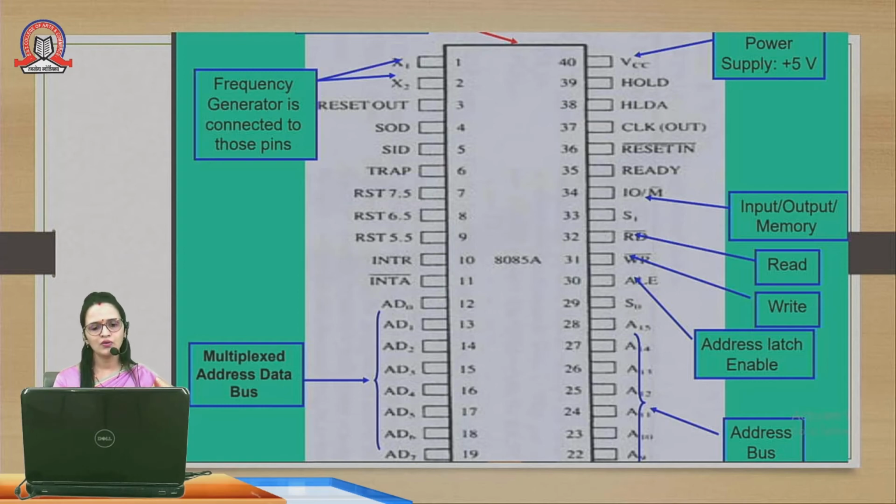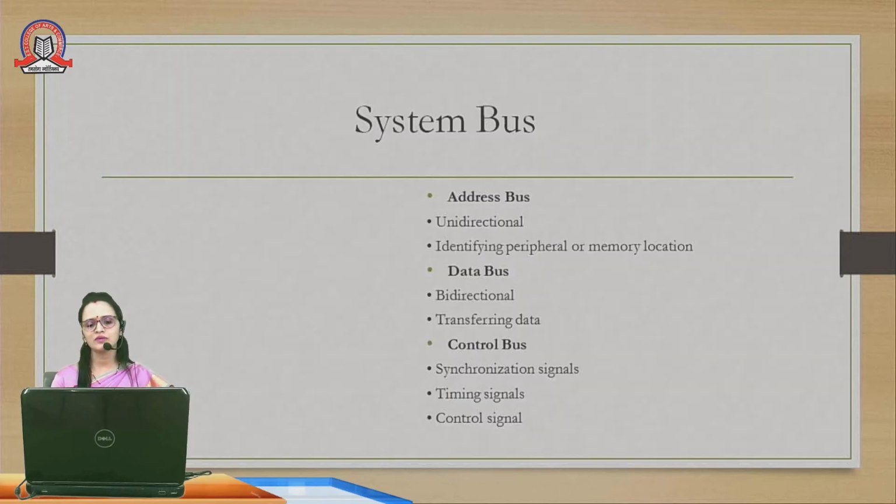Okay. Now we have to learn about the system buses. Generally the buses are defined in 3 different parts. First is the address bus, second is the data bus, third is the control bus. The address bus performs the direction of data movement, unidirectional. What is the meaning of unidirectional? The data is flowing in one direction, and it identifies a peripheral or memory location.